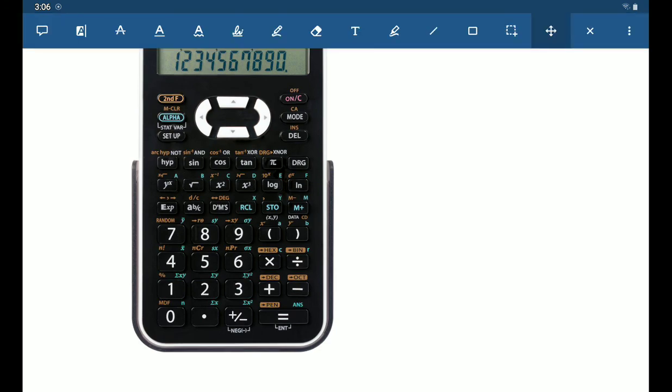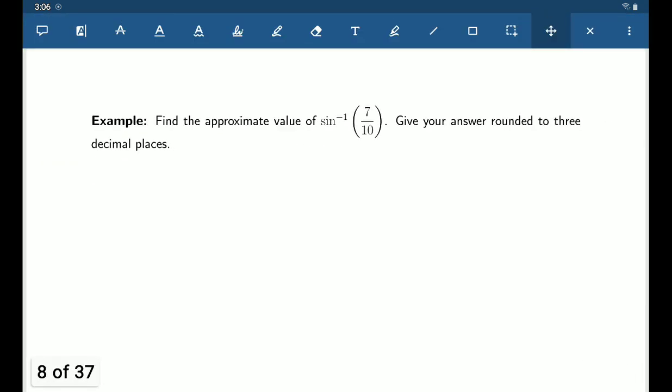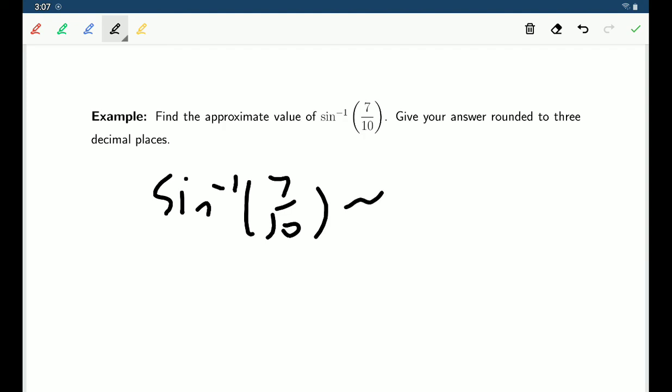Once you do that, I found that my approximate value was about 0.775397, thereabouts. So rounded to 3 decimal places, I have sine inverse of 7/10 being about 0.775. And if I wanted to give units with this, I could say RAD, radians, just to make it really clear that my output is radians. This is not 0.775 degrees, it's 0.775 radians.